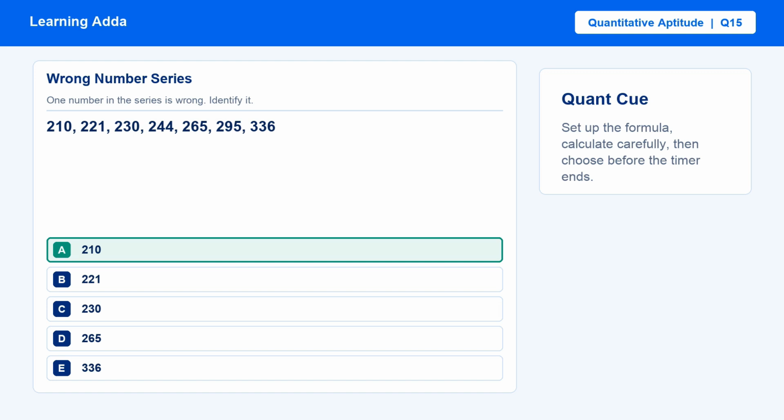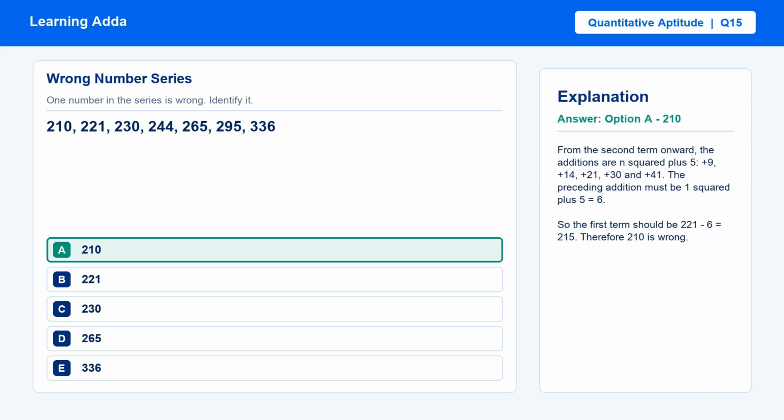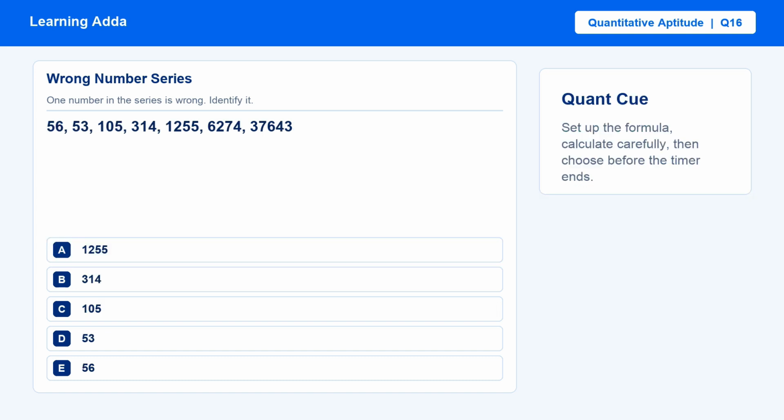The answer is option A 210. From the second term onward, the additions are n squared plus 5, that is plus 9, plus 14, plus 21, plus 30 and plus 41. The preceding addition must be 1 squared plus 5 is equal to 6. So the first term should be 221 minus 6 equals 215. Therefore 210 is wrong.